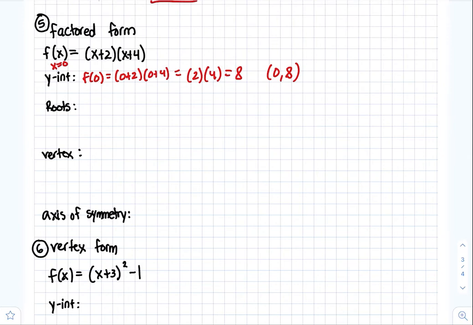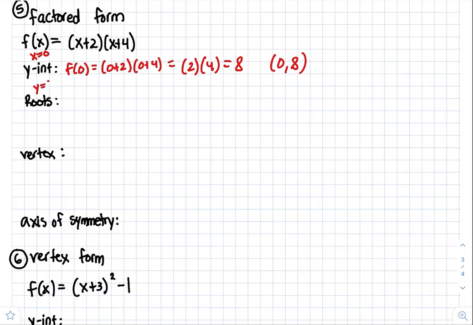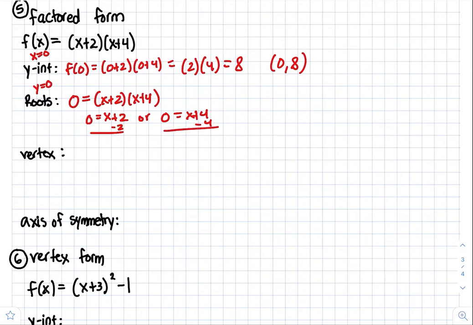Now for your roots. For your roots, set y equal to 0. f of x is the same thing as y, so 0 is equal to x plus 2 and x plus 4. Now, since it's already in factored form, we can do the zero product rule to set 0 equal to both of the factors. So 0 equals x plus 2 or 0 equals x plus 4. Solve for both. So x is equal to negative 4 there, and x is equal to negative 2 right there. So your roots are negative 4 comma 0 and negative 2 comma 0.